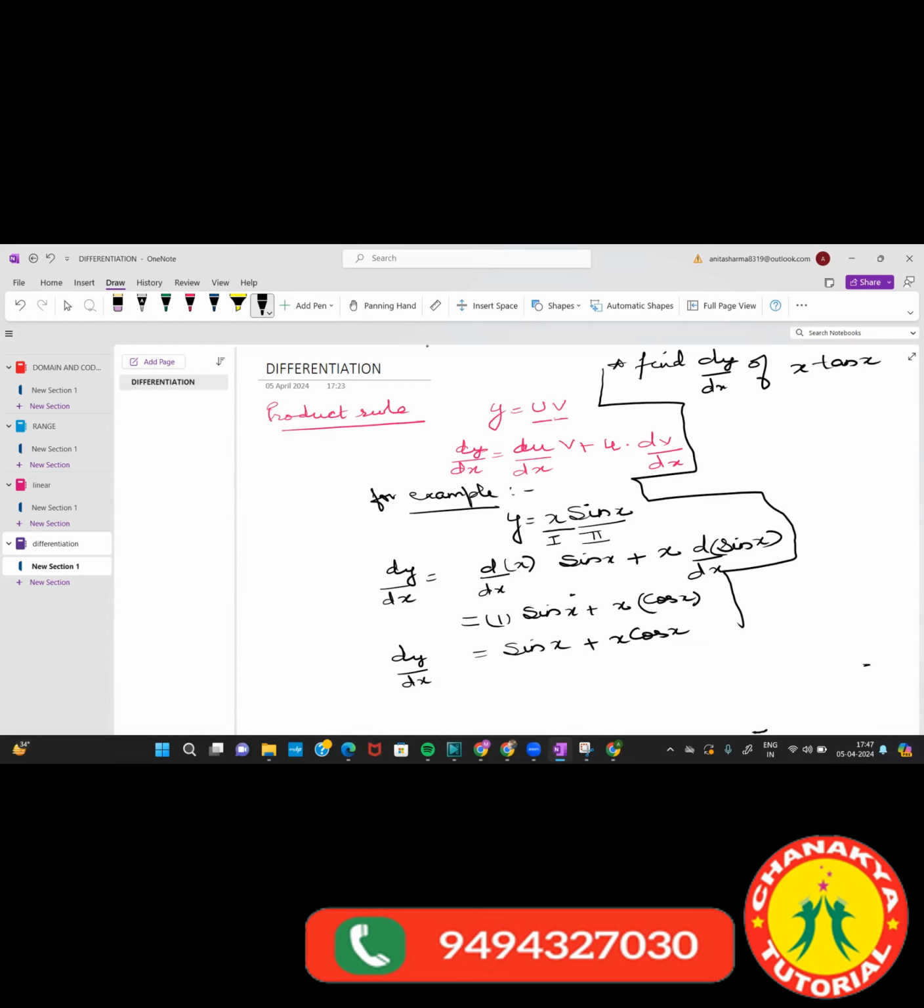Ma'am, 1 plus secant square x. No, wait. Derivative of x is 1 and derivative of tan x is secant square x. Yes, ma'am, derivative of x is 1 and tan x is secant square x. Yes.